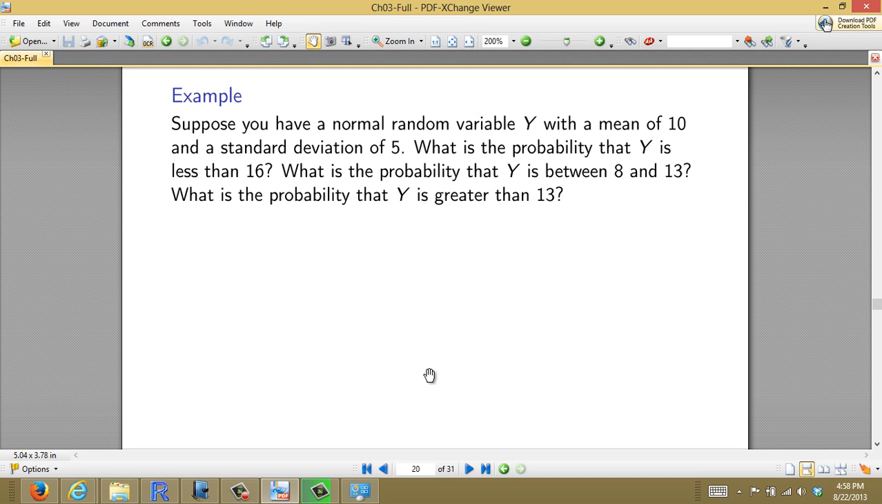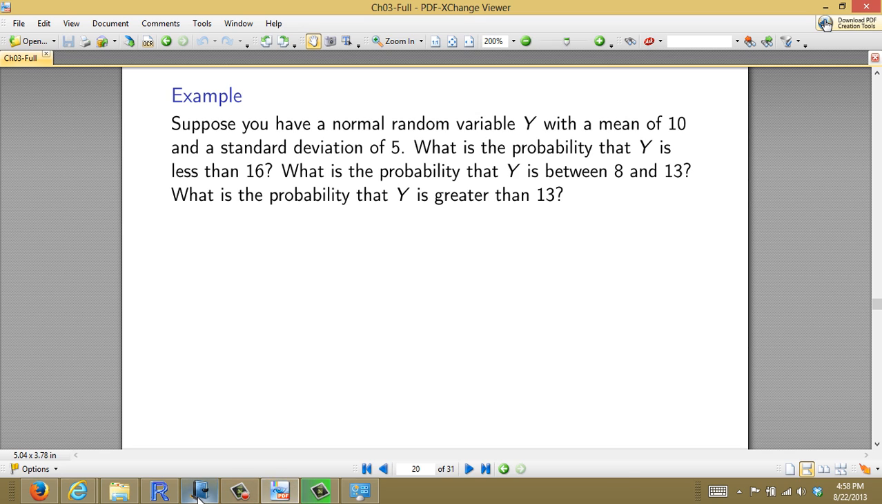For the third example, we're going to look at a normal random variable that has a mean of 10 and a standard deviation of 5. We want to answer 3 questions. What's the probability that y is less than 16? What's the probability that y is between 8 and 13? And what's the probability that y is greater than 13?